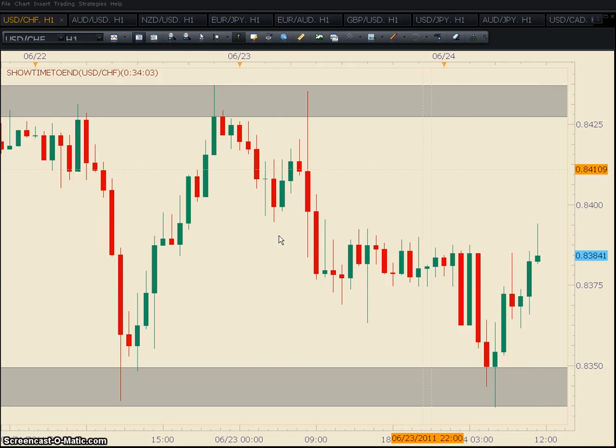Okay, so I like to use support and resistance zones to help me with breakouts and to give me more of an idea of where the price action was. Okay, so don't look at support and resistance levels as just one line.